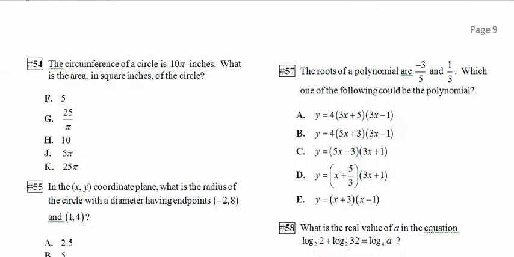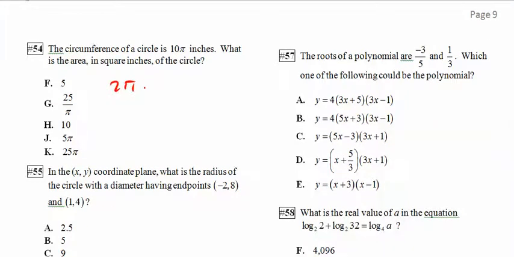Circumference of a circle is 10 pi inches. 2 pi r equals 10 pi. R equals 5. What is the area? Pi r squared is 25 pi.